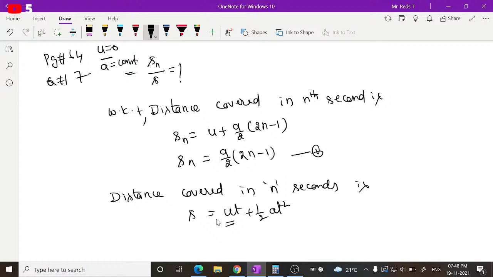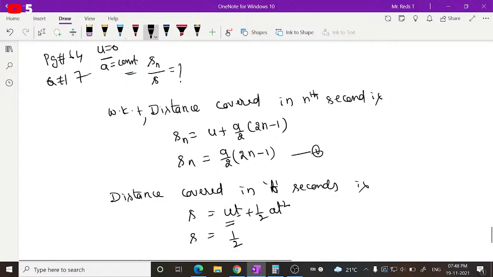Then in t seconds, the total distance covered in t seconds will be taken as ut plus half at square. In n seconds, you have to take this as un plus half an square. As u is 0, you can take this. The distance covered in t seconds is ut plus half at square.